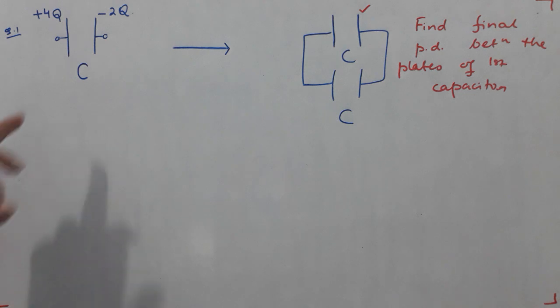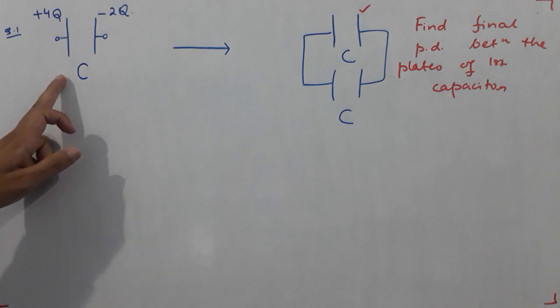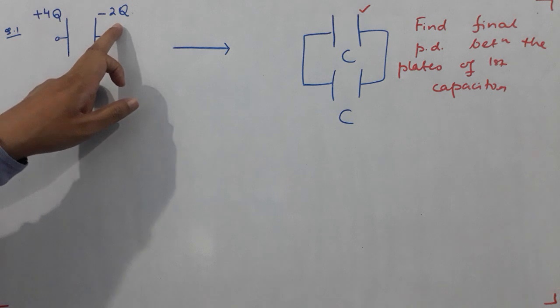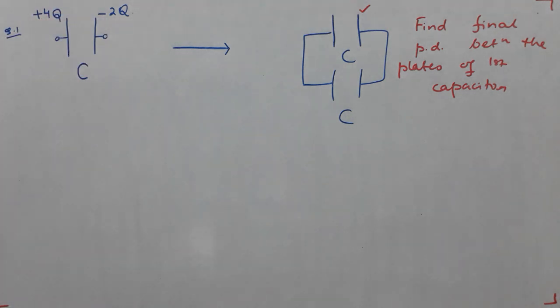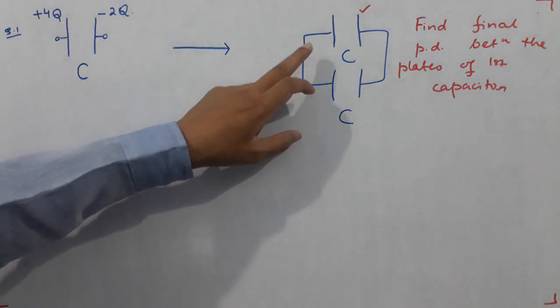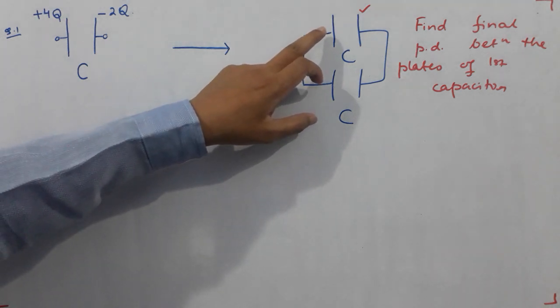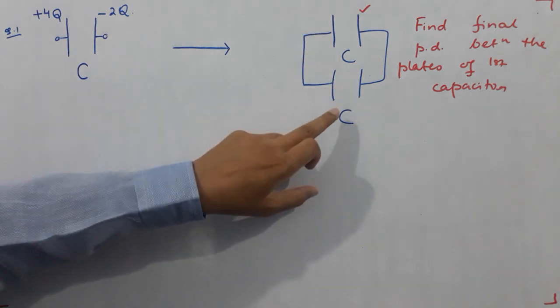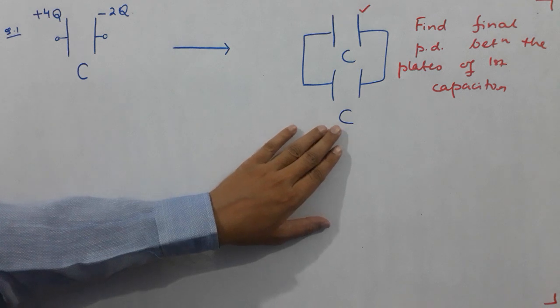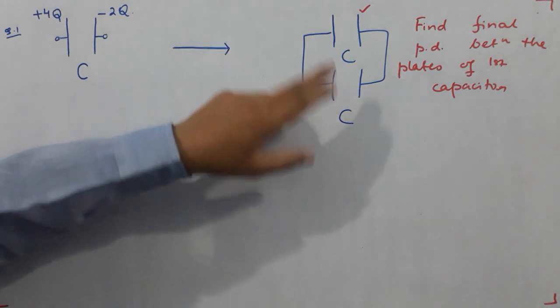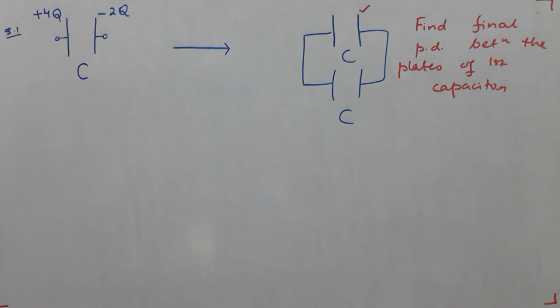The plates of a parallel plate capacitor are given charges plus 4q and minus 2q. So this is a capacitor which has been charged like so. Then it is given that the capacitor is connected across an uncharged capacitor. So this was earlier uncharged, of same capacitance as the first one. Both these capacitors have same capacitance, that is given as capital C. You have to find the final potential difference between the plates of the first capacitor.